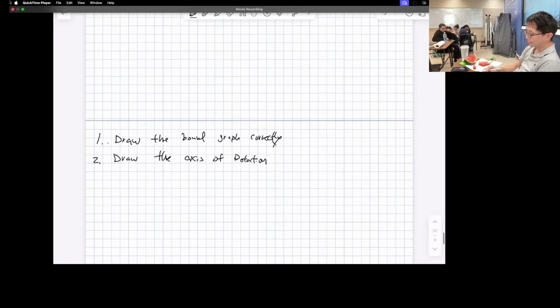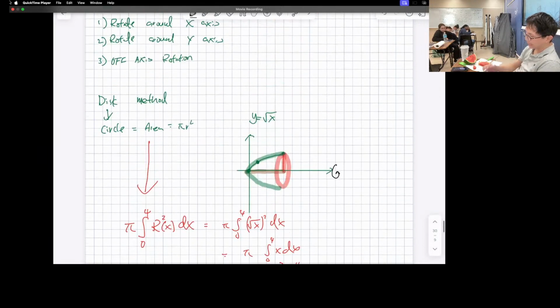Okay. Draw the axis of rotation. So what I did, I drew the axis of rotation right here. This is a good axis. So I decide the axis. If they tell you the axis, I'm going to draw the axis of rotation based on that particular part.